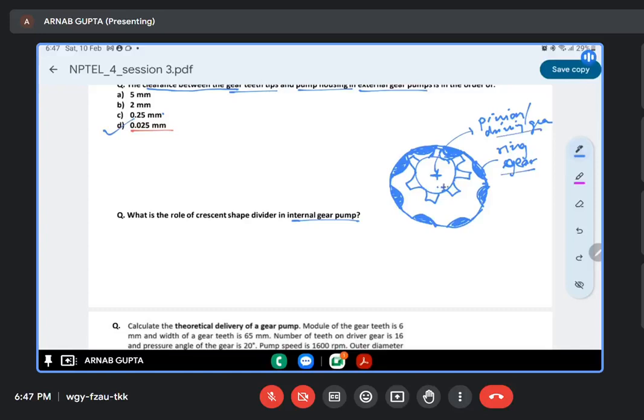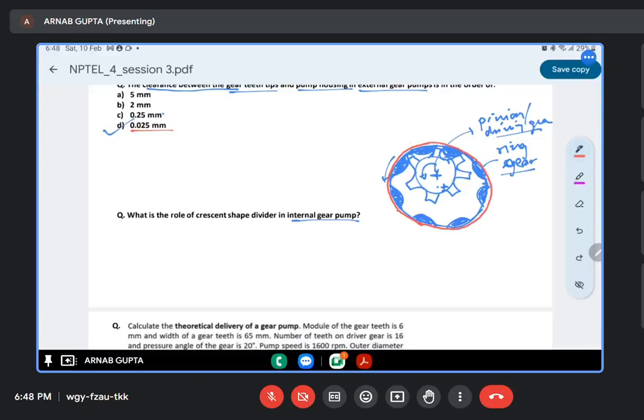So I'm considering this is the center. Okay, so if this is rotating in this direction, then the ring gear will also rotate. It won't be stationary. So there should be some housing, and that fit should be a close fit. You can't have much clearance. Otherwise, there will be leakage of liquid.